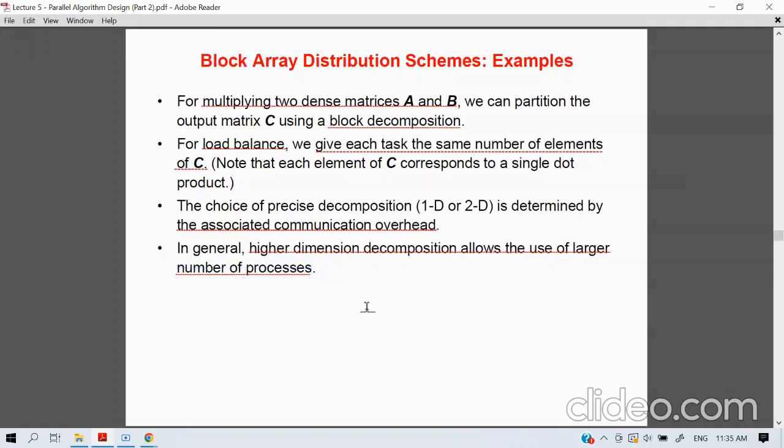The larger the problem, the higher dimension decomposition we will get, and also in this case the larger number of processes that we need to consider when we do the mapping.